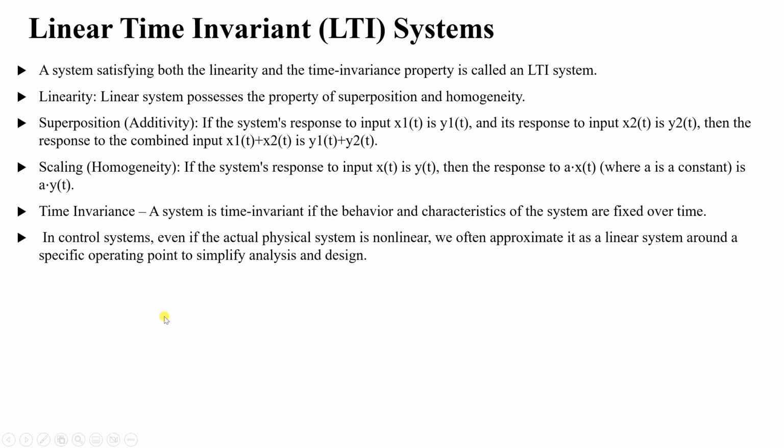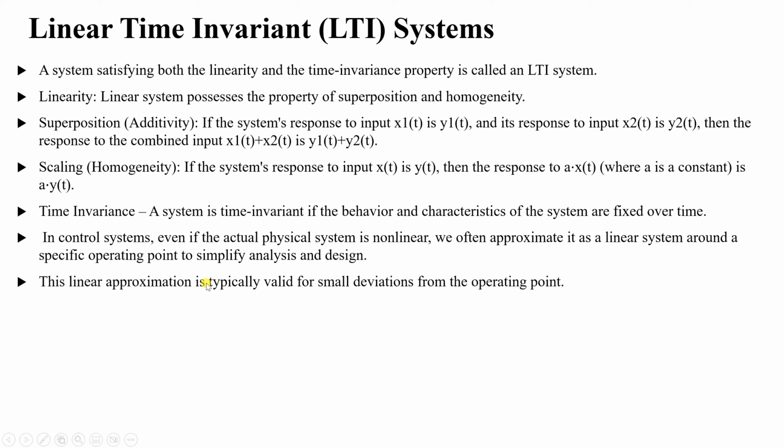So in control systems, even if the actual physical system is non-linear, we often approximate it as linear around a specific operating point to simplify analysis and design of our systems. This linear approximation is typically valid for a small deviation from our operating point.